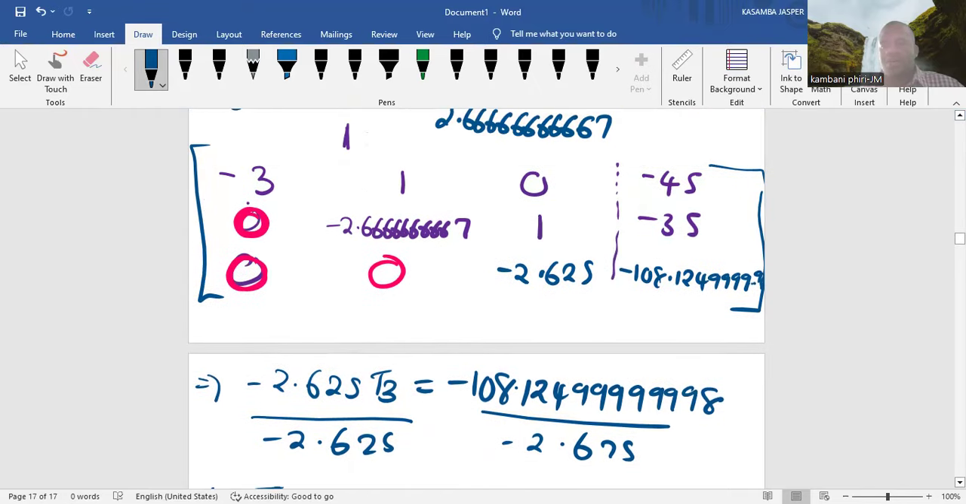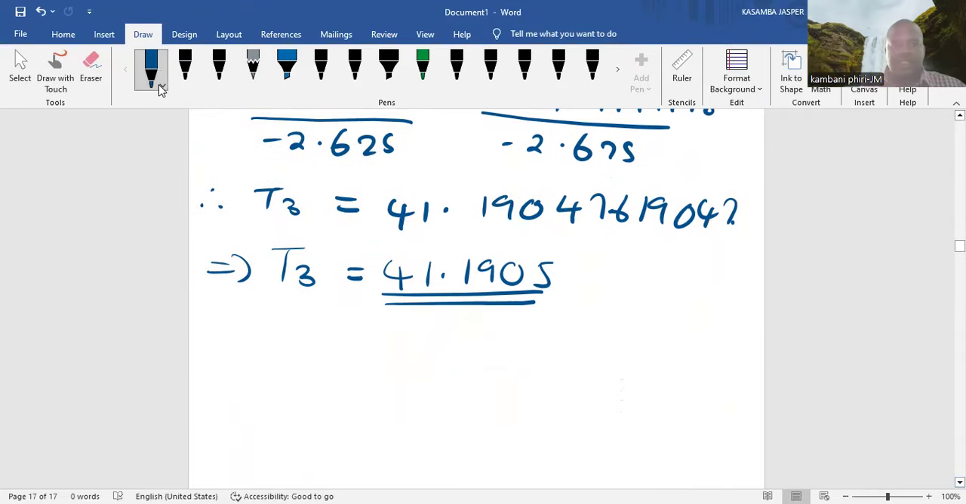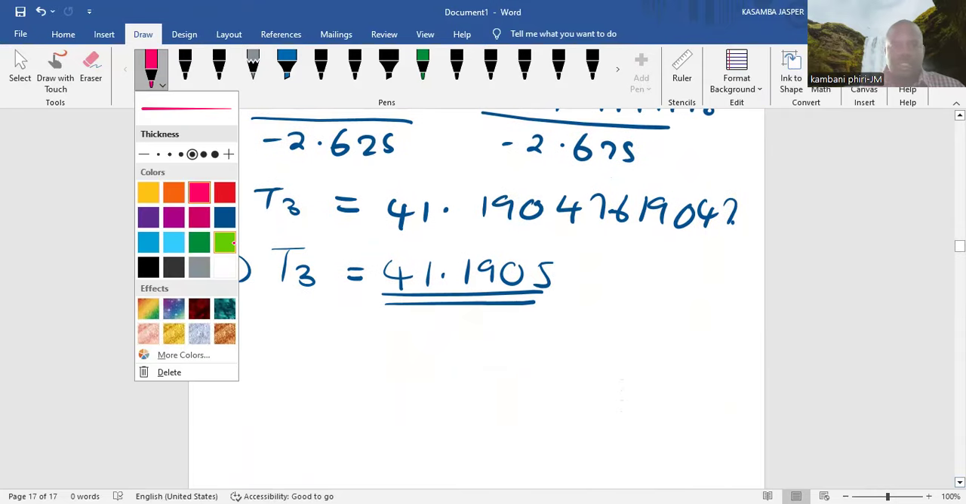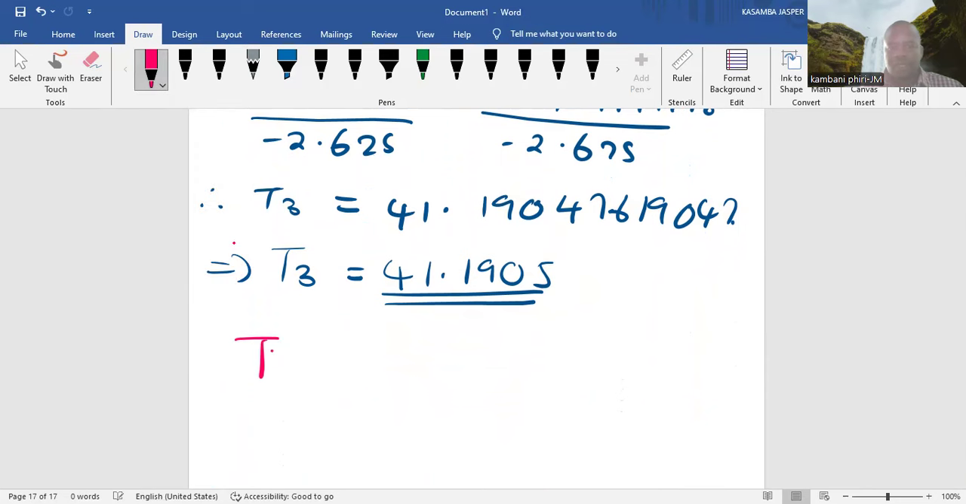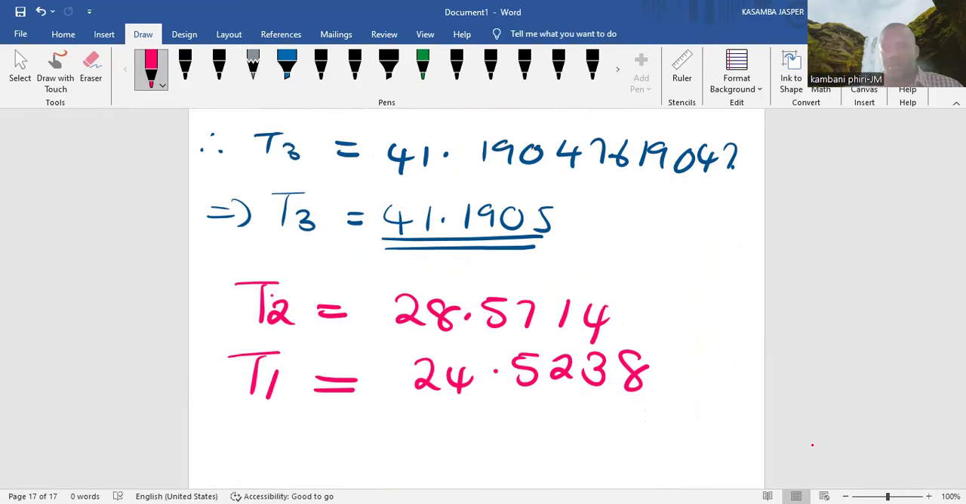So you can now do the back substitution for the other two and confirm that your T2 will be 28.5714 and T1 will be 24.5238. This is what you're going to get.